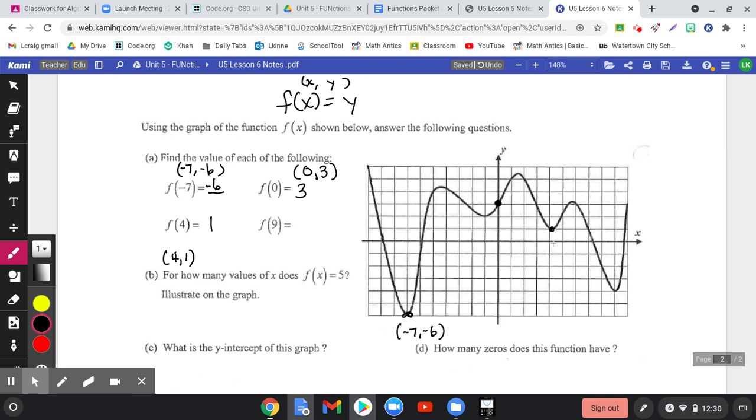And then 9. 1, 2, 3, 4, 5, 6, 7, 8, 9. Follow it down to here, -4.